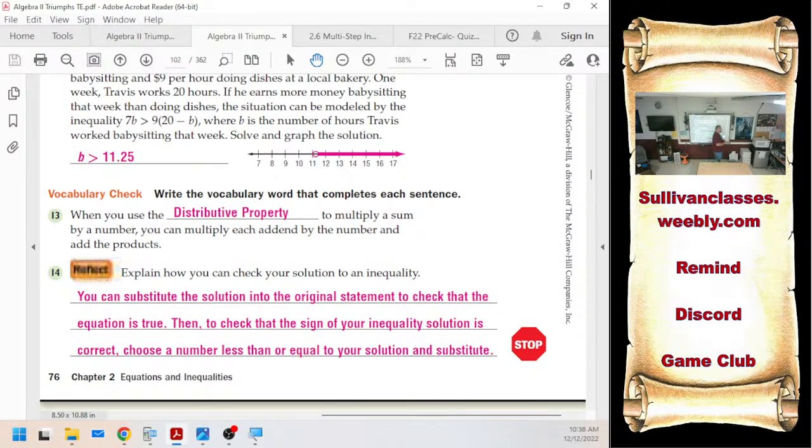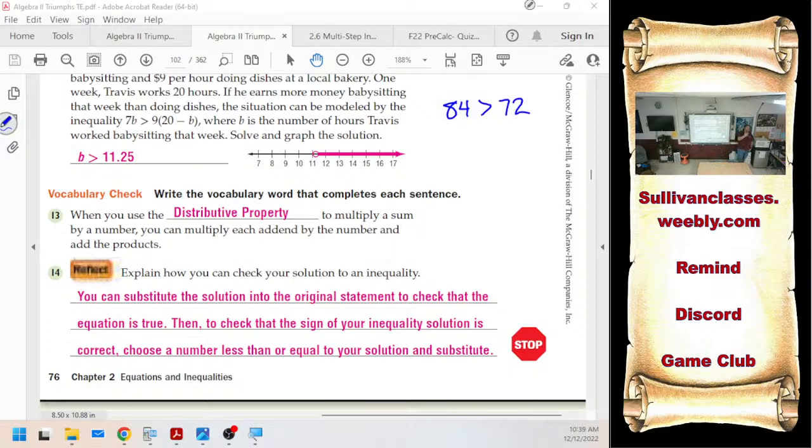So if you get something like b is greater than 11.25, I have faith in you. Can you name a number greater than 11.25? Dude! 12. Okay. I would just shove 12 in for b in the original inequality, and I should get some statement that's true. So that's 12, 8, 72, 12, 84. I'd get 84 greater than 72.